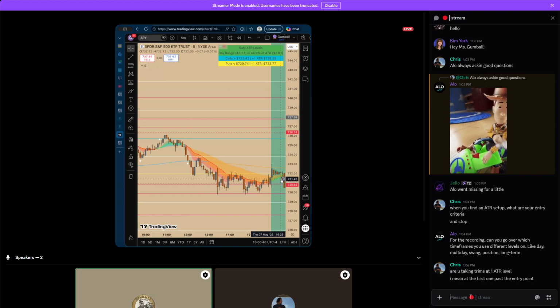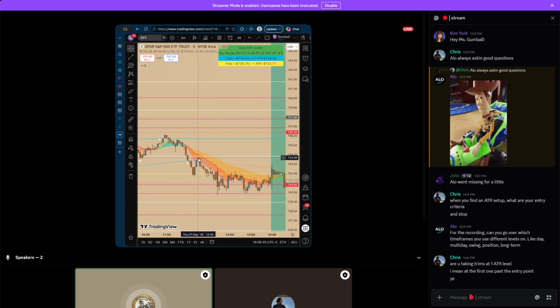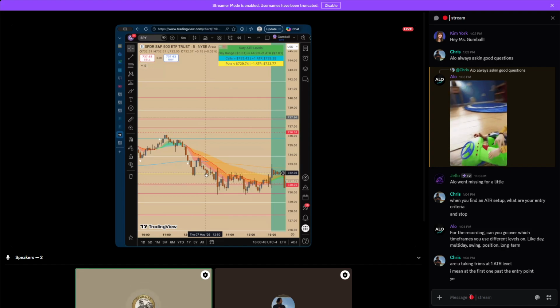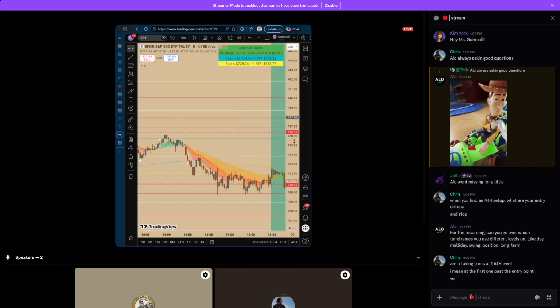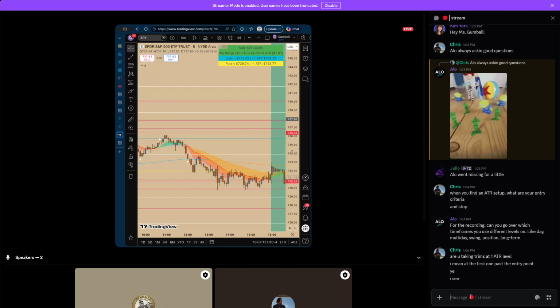I mean, the first one past the entry point. Oh, like right here, if I took it in on this ribbon? Yeah, you definitely can. Usually I do, if I'm being honest. It just depends on the percentage that the actual contract makes. If it's not at 50, I'm not going to scale out yet. I'm going to wait for it to actually hit 50 and then scale out. It's really dependent on how the contracts move, depending on how the actual asset moves.